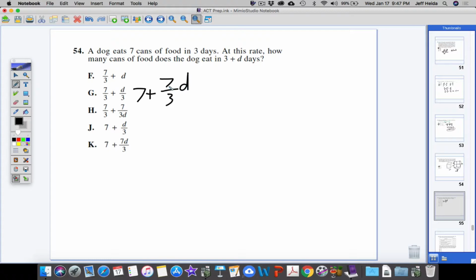So the expression 7/3 times D is how many cans of dog food the dog eats for each day after 3 days. And 7 is how many he's eaten at the 3rd day point. So it's 7 plus 7/3 D, and the answer is K. You could write this as 7 plus 7/3 D or 7D over 3. Many ways to write it, but 7 is the total number of cans that the dog has eaten after 3 days, and 7/3 is how many cans the dog eats per day.